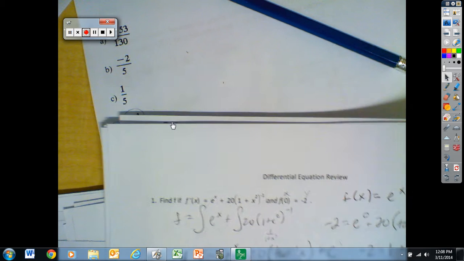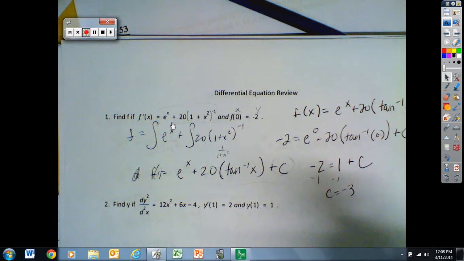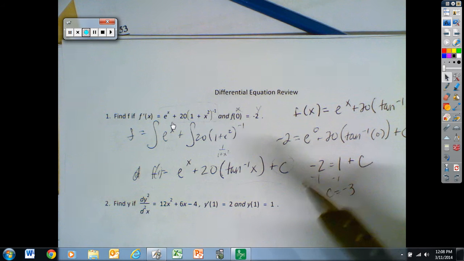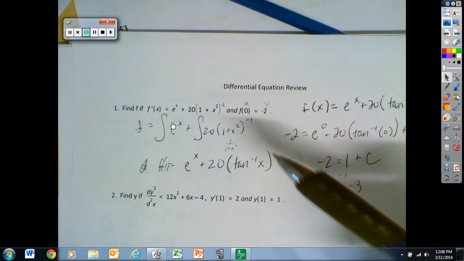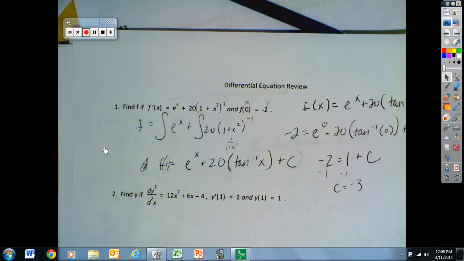So the first problem on your assignment was find f if f prime of x equals e to the x plus 20 times blah blah blah blah blah. Okay. Now normally I will show you as I go, but I wanted to try and see if this worked.